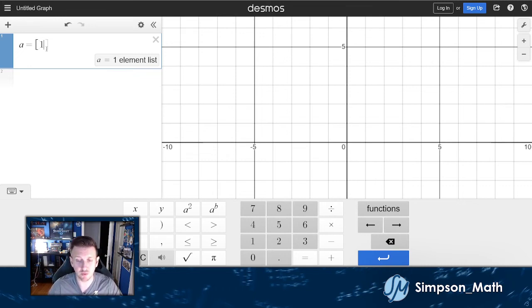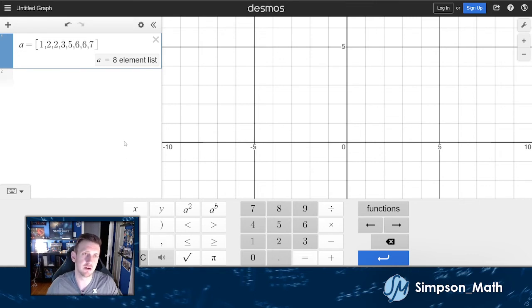So I'm going to do 1 and then comma, and I'm just using my keyboard, or you can use a screen, 2 and then comma, and then keep going. You do need to include both 2's, because both of those 2's are in the data set. If you didn't have that, then you would not have the correct standard deviation.